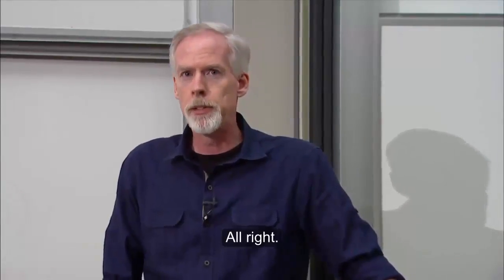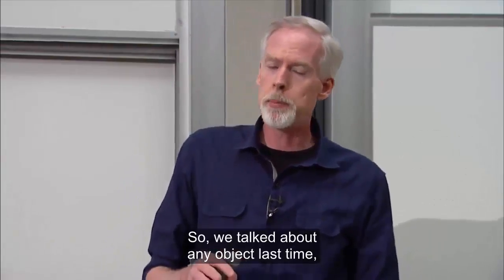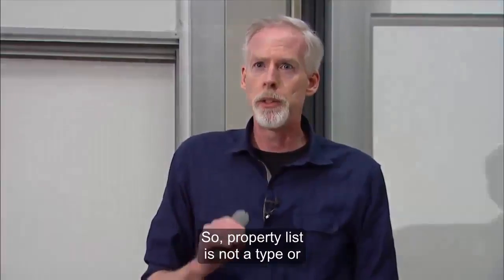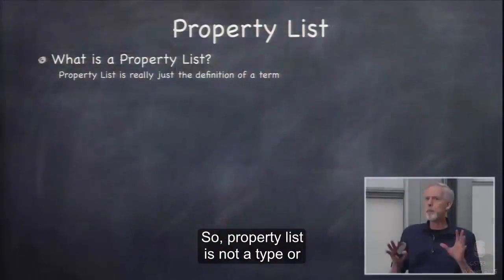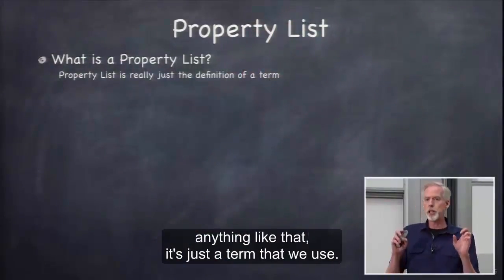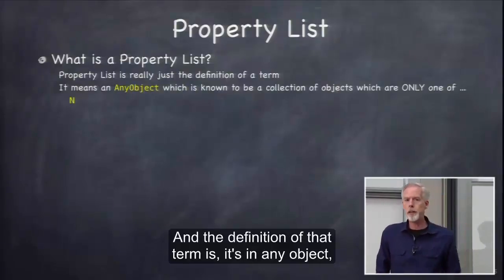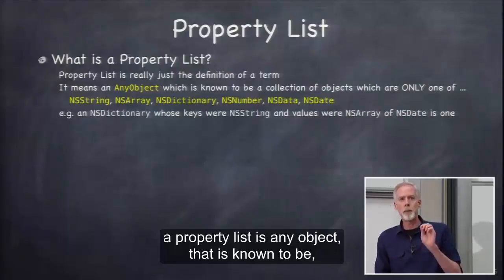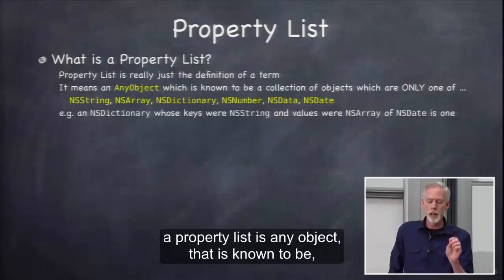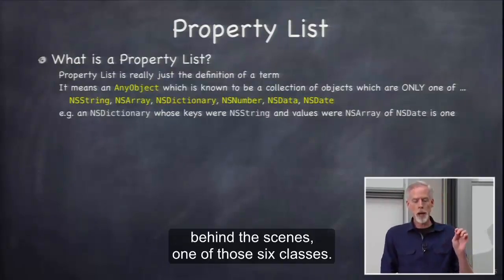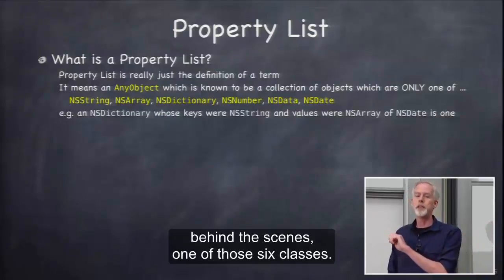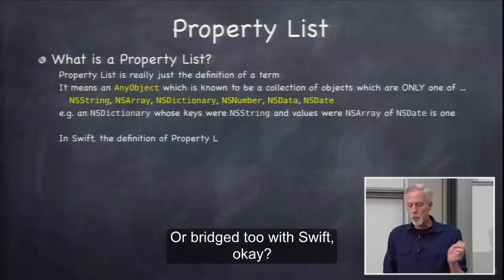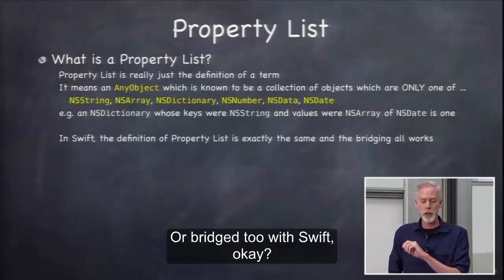All right, so we talked about AnyObject last time, and I'm going to talk about a use of AnyObject, which is called property list. So property list is not a type or anything like that. It's just a term that we use, and the definition of that term is it's an AnyObject. A property list is an AnyObject that is known to be, behind the scenes, one of those 6 classes: a string, array, dictionary, number, data, and date. Or bridged to with Swift, okay?